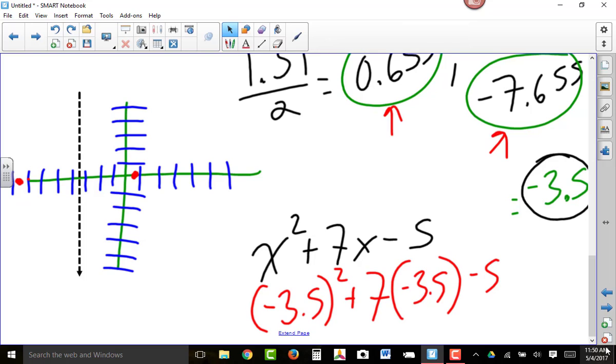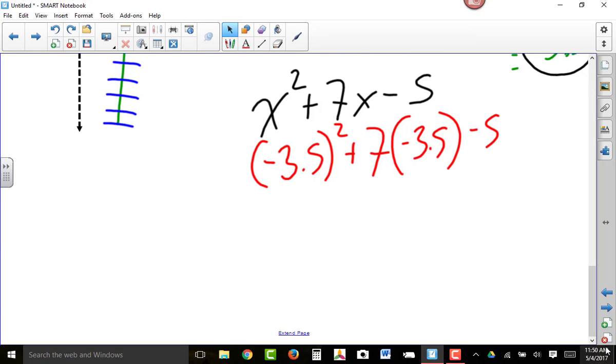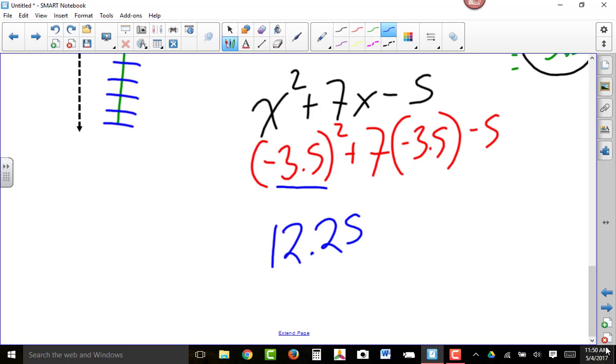And just for the sake of time, you guys are using calculators today. Not every day, but today. And so what do we get for this when we square it? 12.25. So we have a positive 12.25, and the reason is that a negative times a negative makes a positive. Minus 24.5, very good, minus 5.